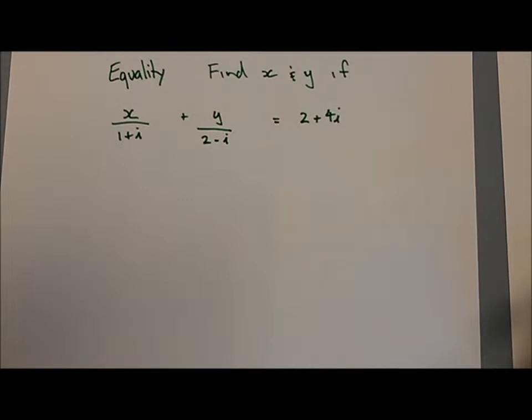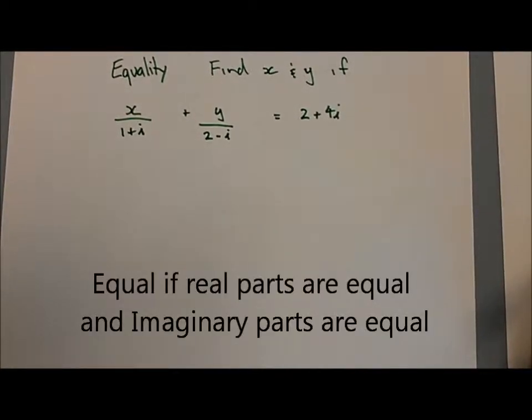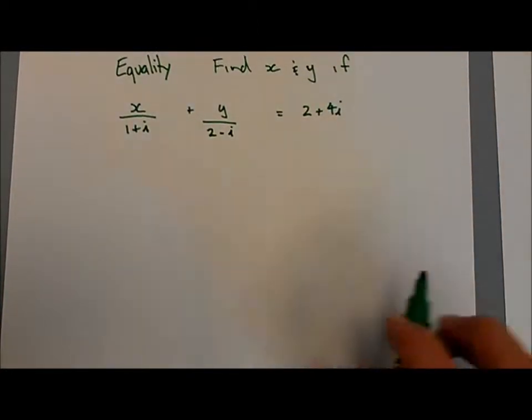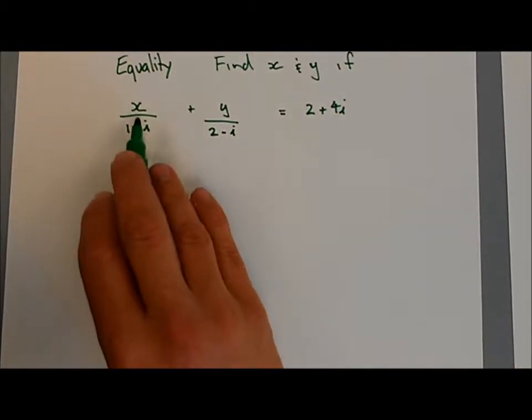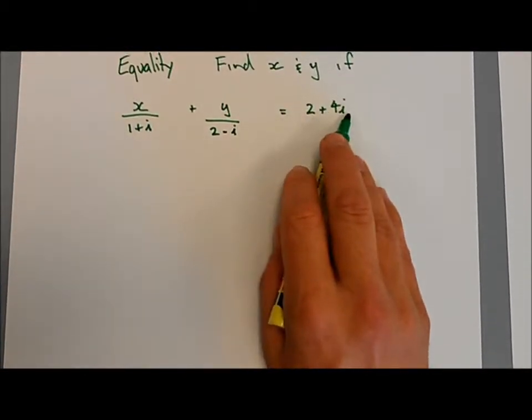So, equality of complex numbers. Complex numbers are equal if their real parts are equal and if their imaginary parts are equal. We can use this to solve some little equations like this: x plus 1 on i, plus y over 2 minus i, is equal to 2 plus 4i.